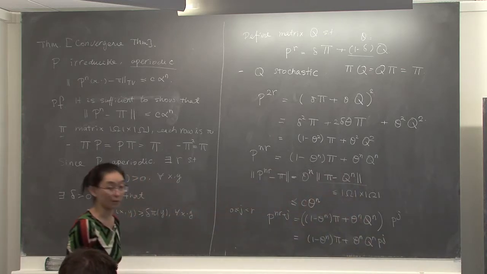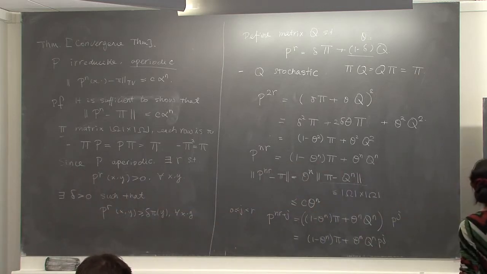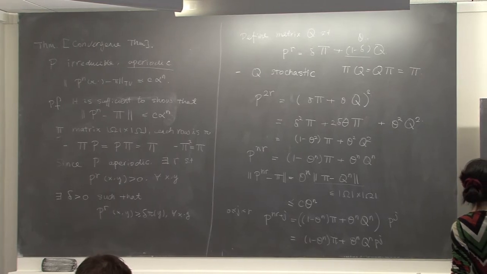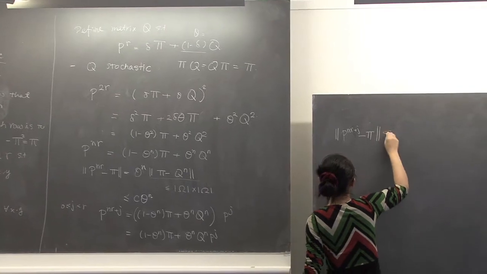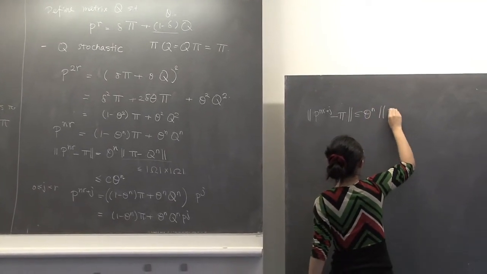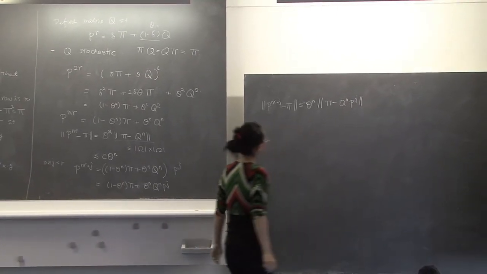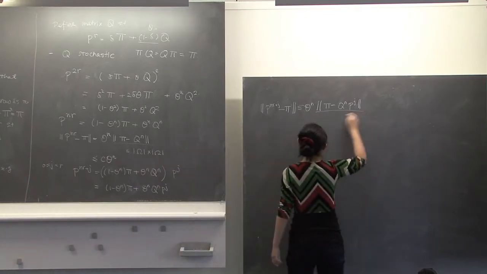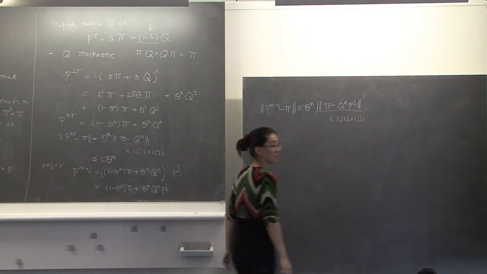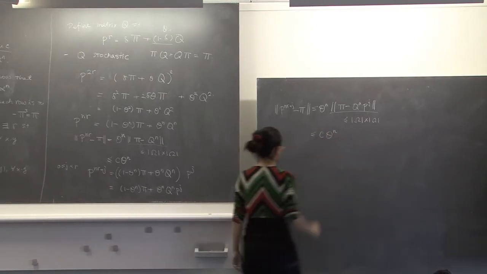This is p and r plus j. And again, we see that p and r plus j minus big pi is bounded by c to n times this quantity. And again, it can be bounded by the same constant. So this is also smaller than a universal constant C times theta to the power n.